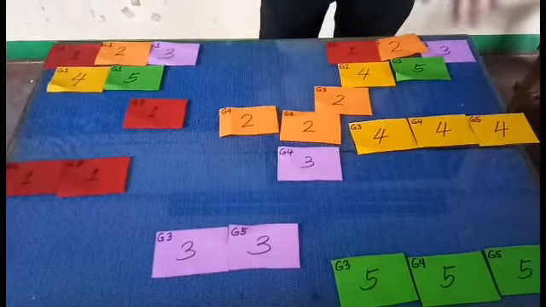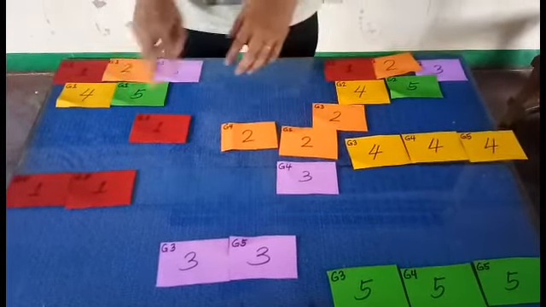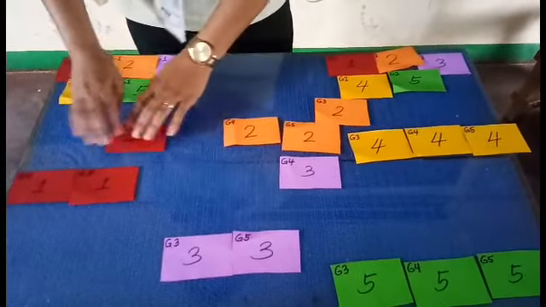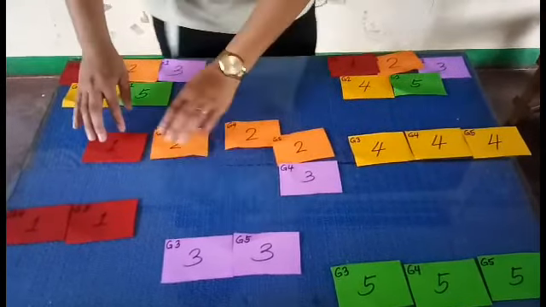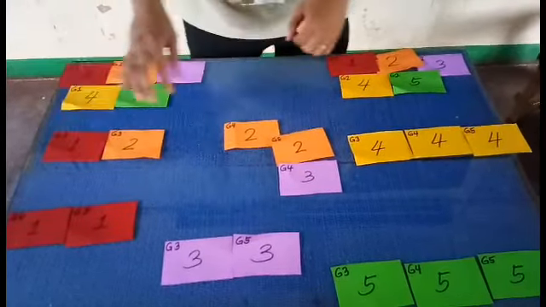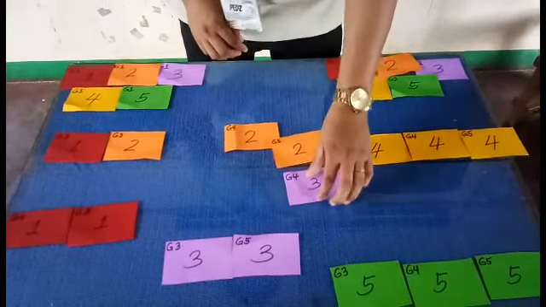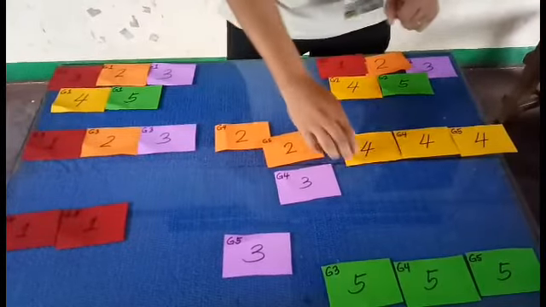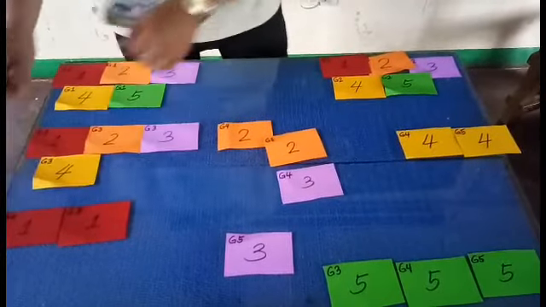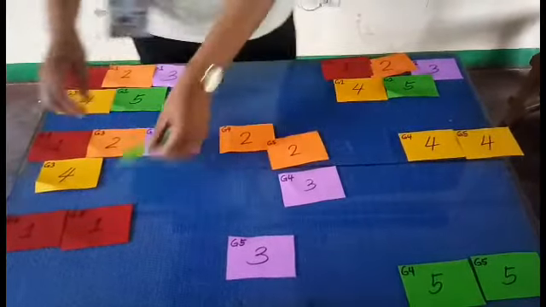The same with group number 3. So for group 3, student number 1 will return to the original group. Student number 2 for group 3 will return to the original group. Student number 3 for group 3 will return to the original group. We have group number 3 student number 4 and group number 3, student number 5.